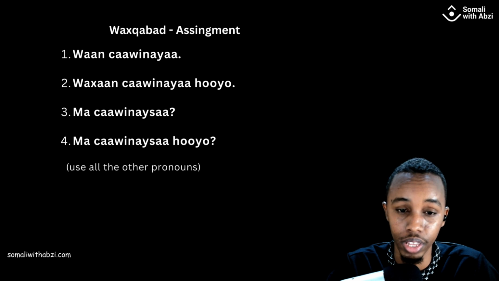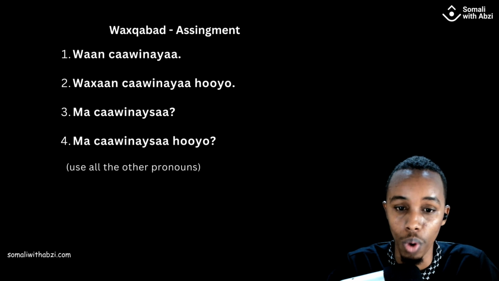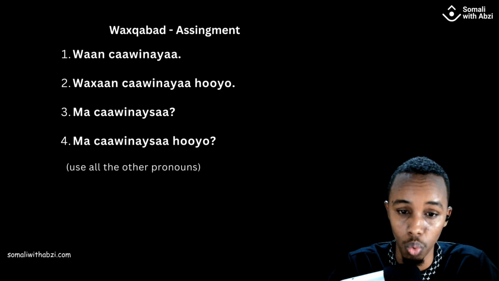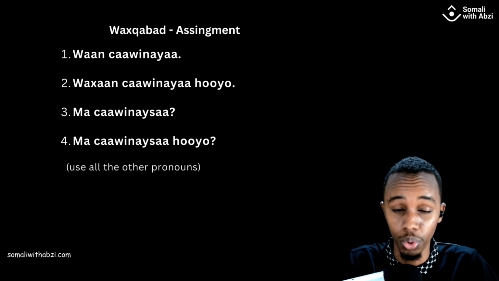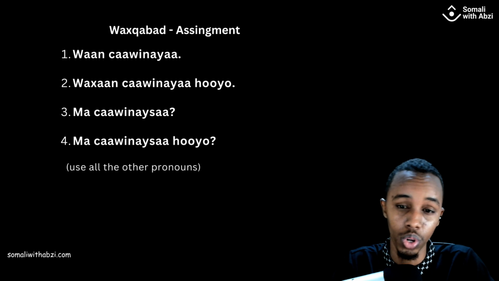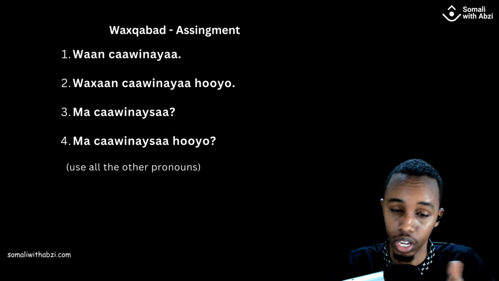So now you learned the most useful thing in Somali, which is the present progressive. We just learned four verbs, and this is your exercise to do for today. Number one is waan caawinaya. Number 2 is waxaan caawinayaa hooyo. Number 3, ma caawinaysaa. Number 4, ma caawinaysaa hooyo. So you're going to use waan caawinaya with you, we, they, he, she, all of them. So waan caawinaya, and then you make all the other pronouns.